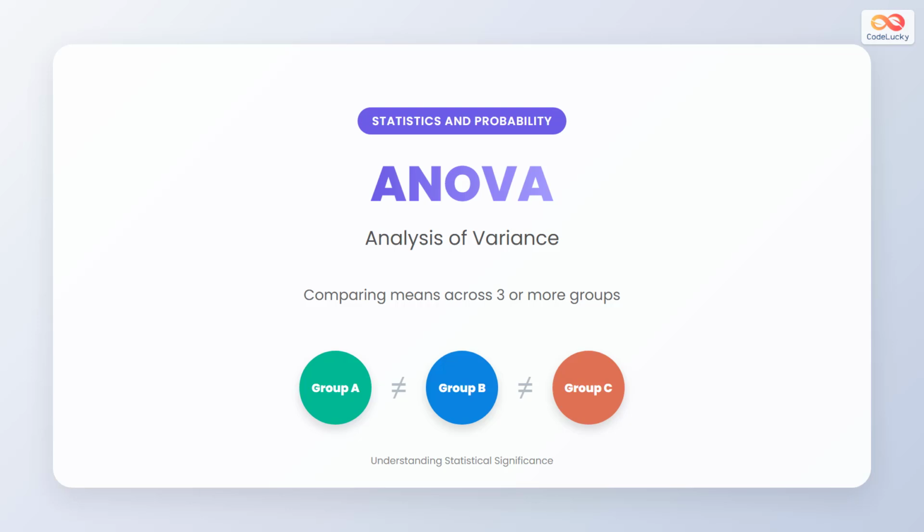Today, we're talking about ANOVA, which stands for Analysis of Variance. You might already know how to compare two groups using a t-test, but what happens when you have 3, 4, or even 10 groups? That is where ANOVA comes in. It is a powerful statistical method used to determine if there are any statistically significant differences between the means of 3 or more independent groups.